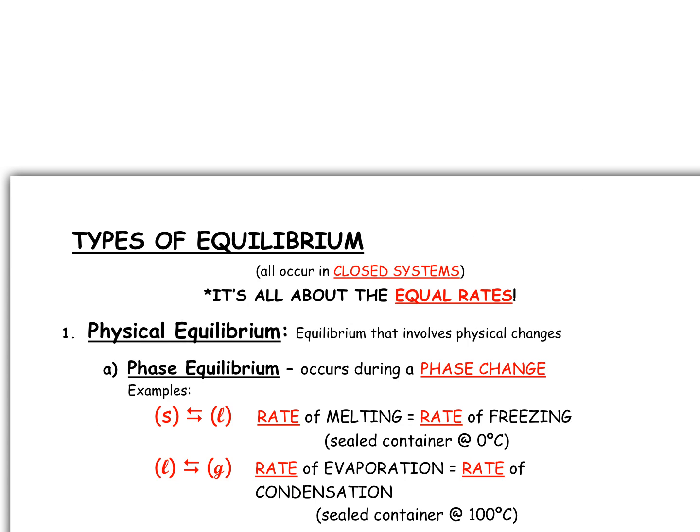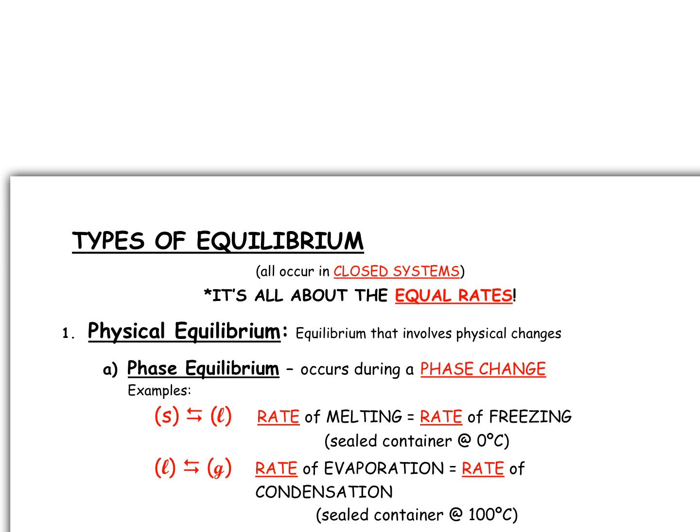So, types of equilibrium. All occur in a closed system. Don't forget this. If we have atoms leaving the system or coming into the system, that's going to change our equilibrium. But if we're in a closed system, so we're not gaining or losing atoms, then when we're talking about equilibrium, we're talking about the equal rates.